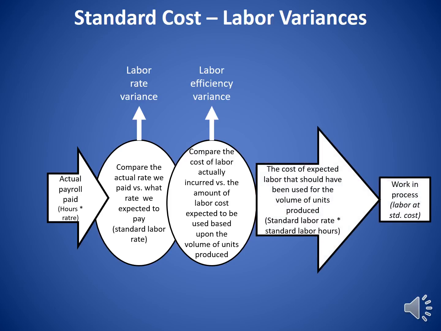Now, what we have left over after we extract the two variances with the remaining cost, that is the cost of expected labor that should have been used for the volume of units produced. So what we're saying is we're taking our standard labor rate times the standard hours that we expected to take for that unit to be produced. So that amount goes into work in process. So our labor costs go in at standard cost.